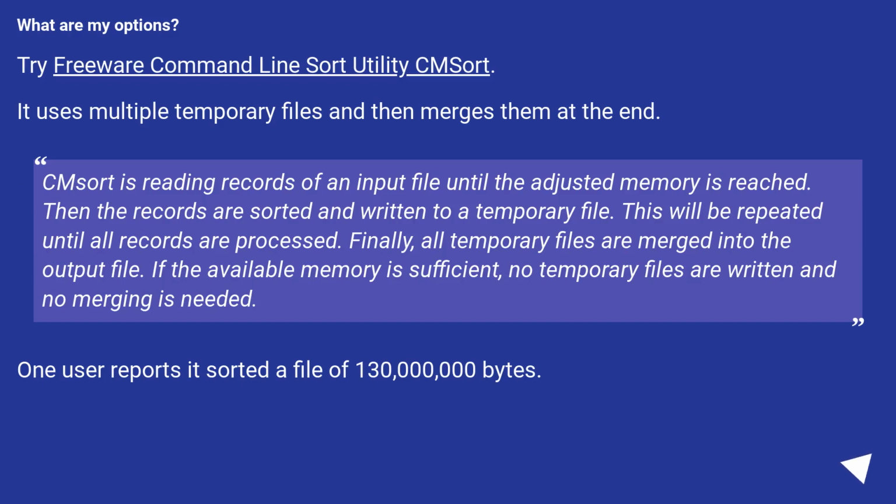Try the freeware command line sort utility QSort. It uses multiple temporary files and then merges them at the end. QSort reads records of an input file until the adjusted memory is reached. Then the records are sorted and written to a temporary file. This is repeated until all records are processed. Finally, all temporary files are merged into the output file. If the available memory is sufficient, no temporary files are written and no merging is needed.